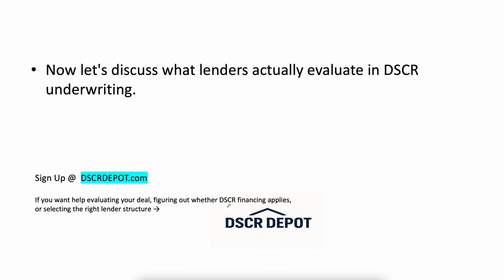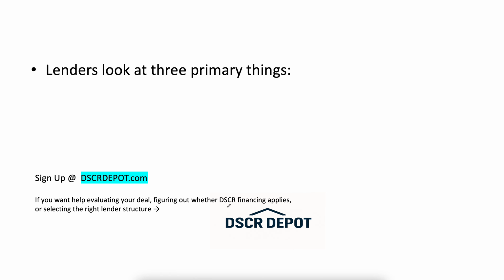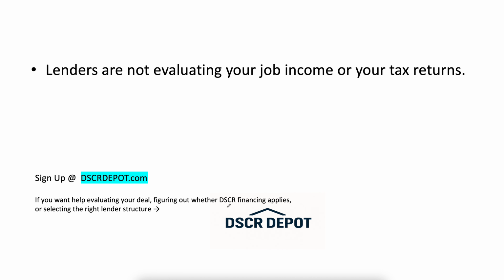So let's discuss what lenders actually evaluate in DSCR underwriting. They're looking at three primary things. Number one, the income of the property. Number two, your credit score and your cash reserves. Number three, the down payment. Okay, so notice what's missing. They're not evaluating your job income or your tax returns.